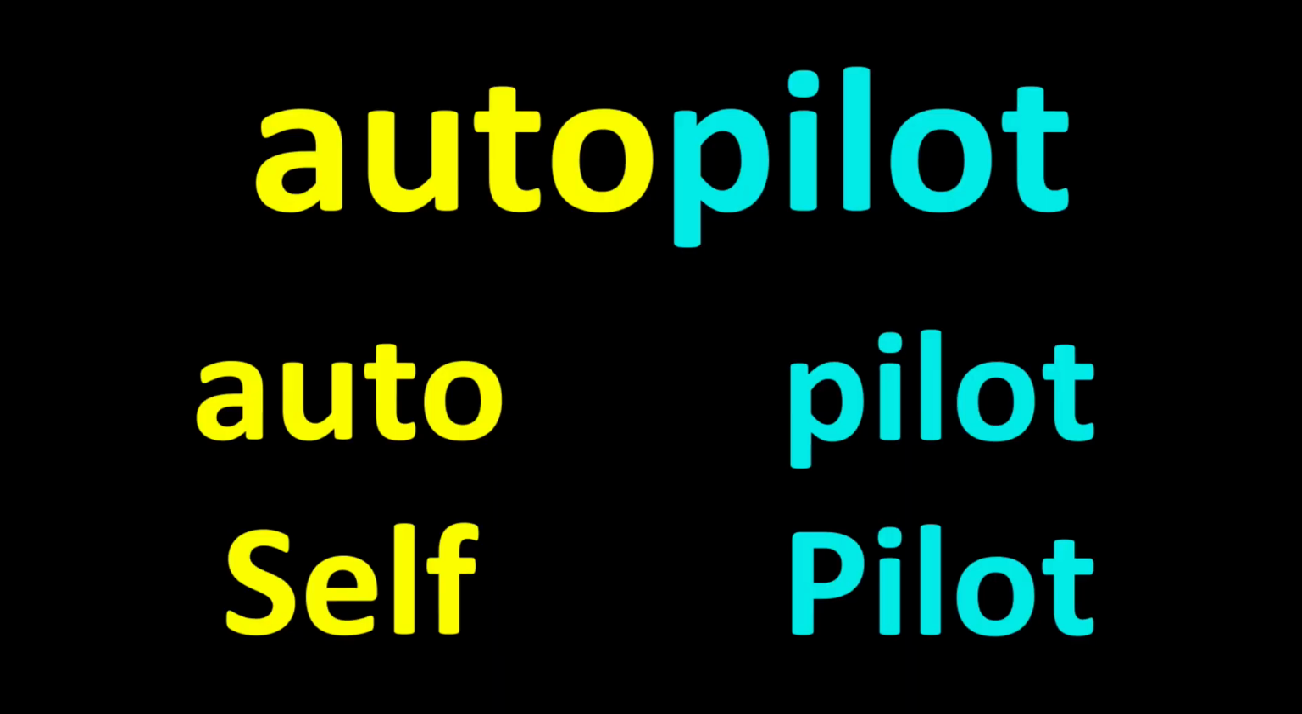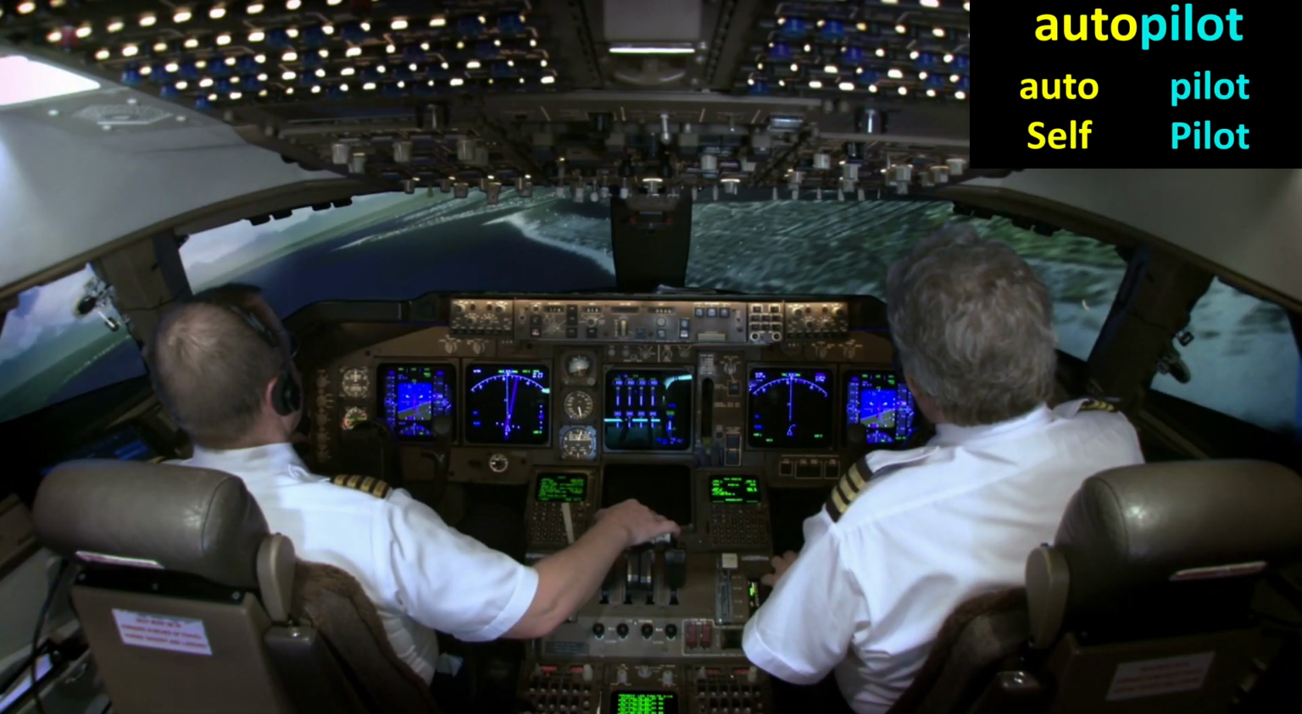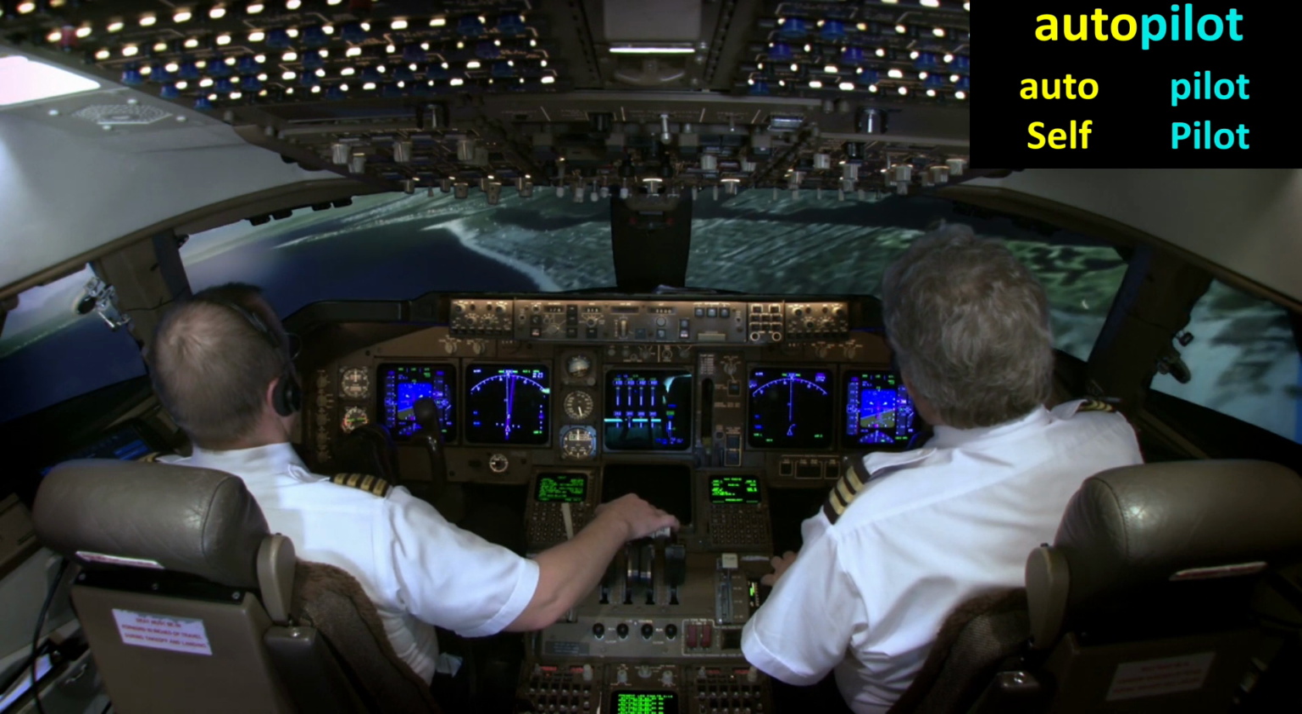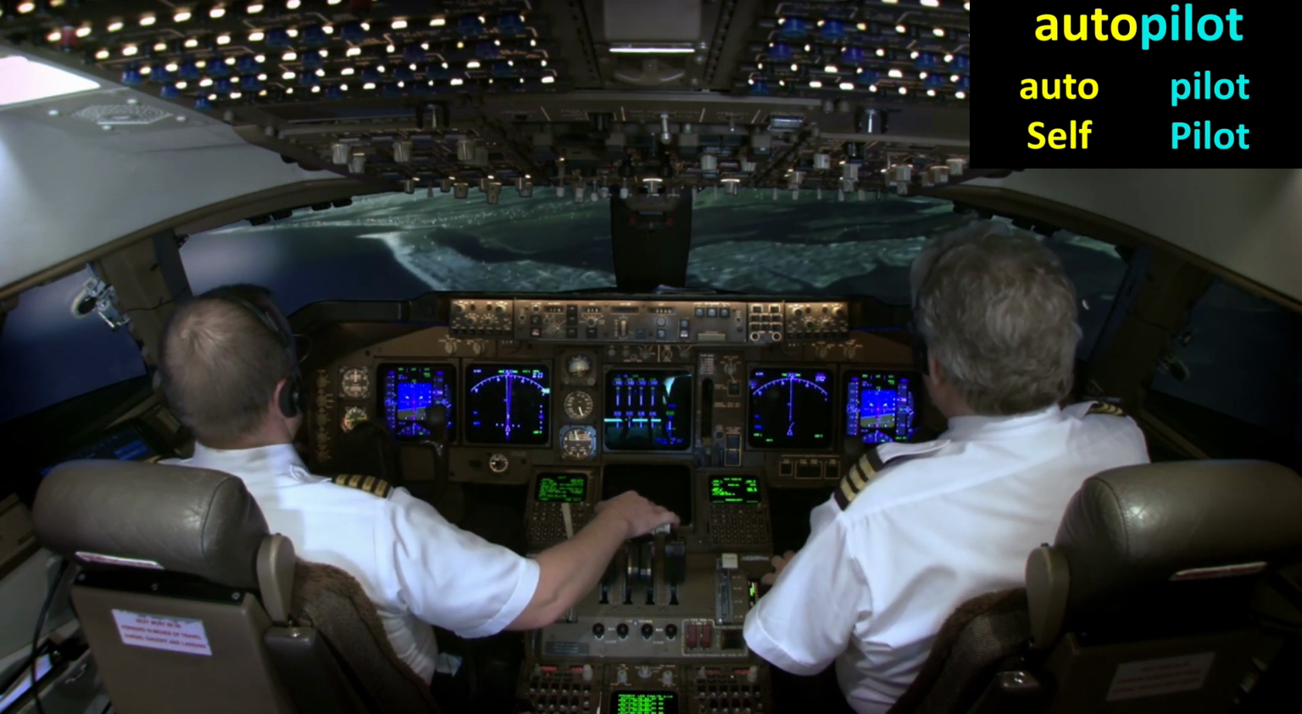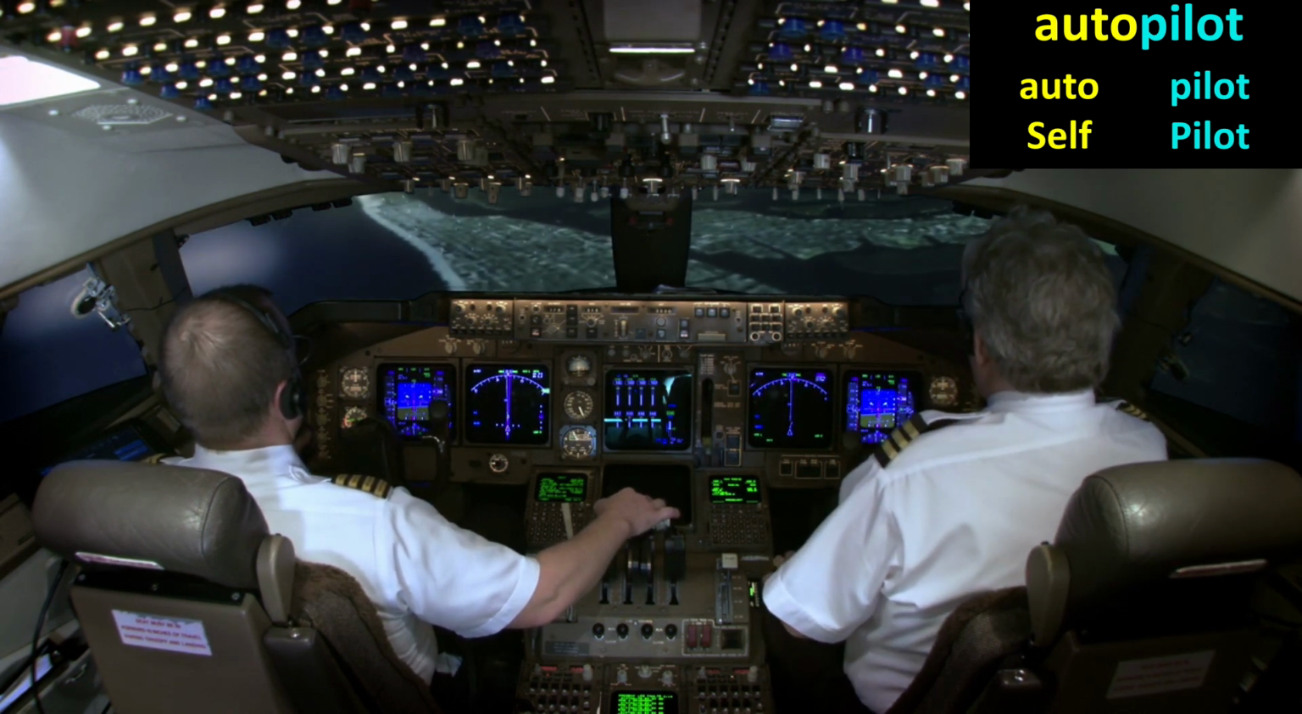The word autopilot is made of two word parts. The second is pilot. A plane's autopilot can fly the plane by itself. Some autopilots can land the plane without any help from the real pilot.